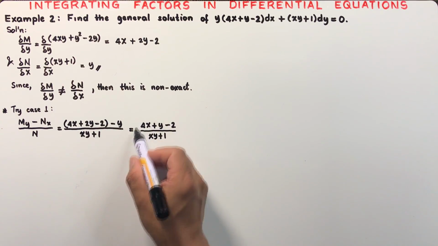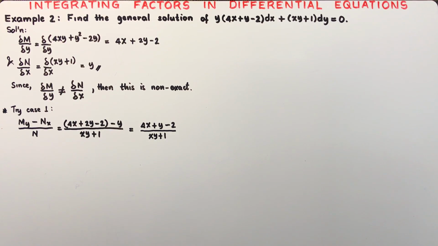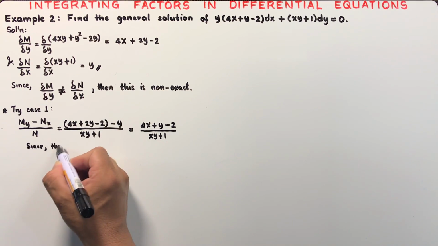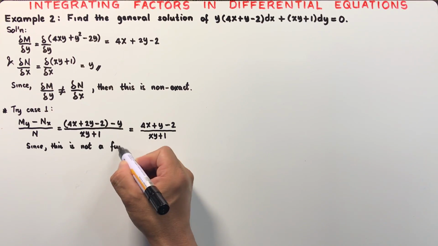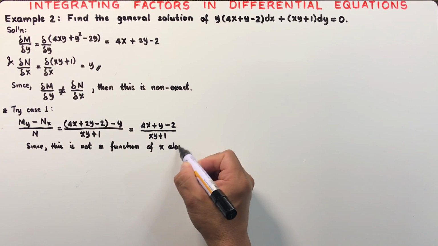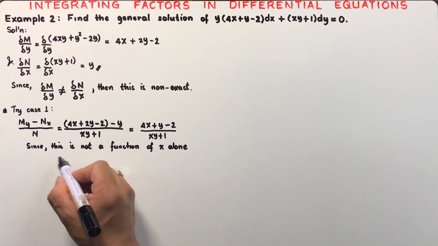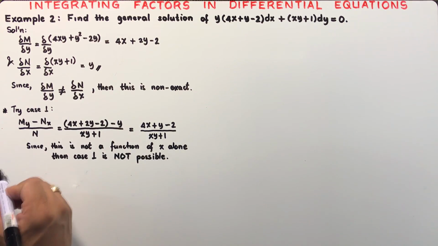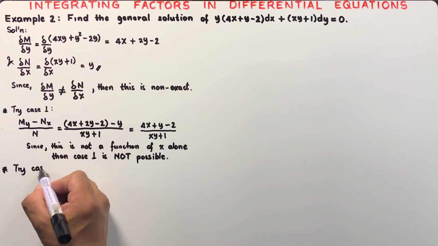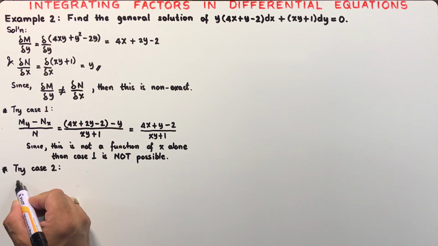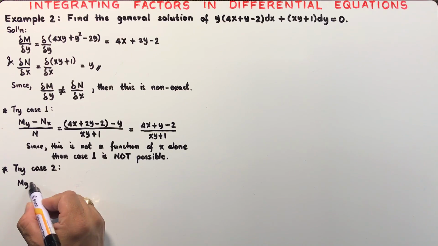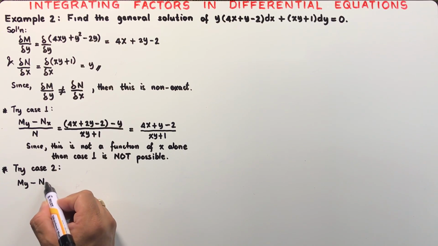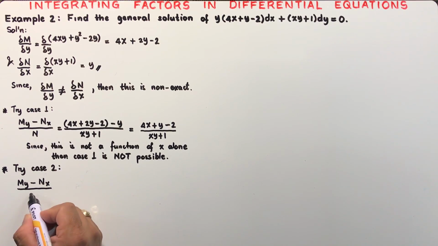And since we cannot reduce this one anymore, we notice that the resulting expression is not a function of x alone. So we write here, since this is not a function of x alone, then case number 1 is not possible. So next, we try case number 2, which can be obtained by the partial derivative of M with respect to y minus the partial derivative of N with respect to x, divided by M.